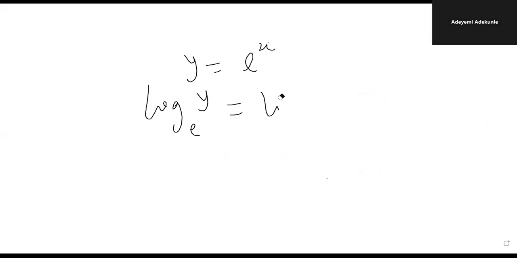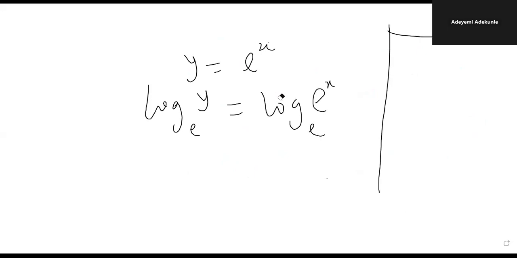Well, this can be proven. Let me try to prove it for us. If y is equal to e raised to power x, you can add log base e to both sides, meaning that log y base e is equal to log e raised to power x base e.